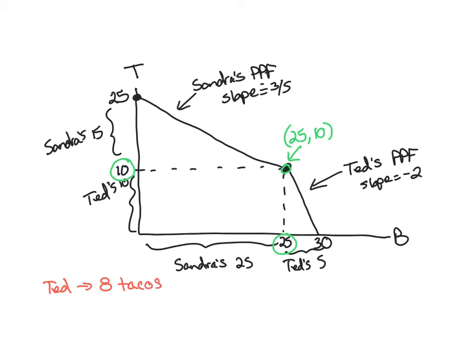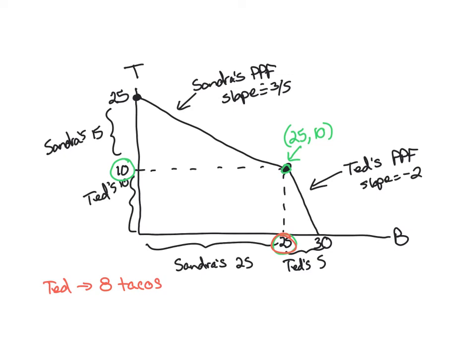Okay, and then once he's made the 8 tacos, he should devote the rest of his time to making beer, and Sandra should spend all her time making beer if the goal is to maximize beer production beyond those first 8 tacos. So we know that Sandra will make 25 beers. Okay, but how many beers can Ted make if he's already making 8 tacos?